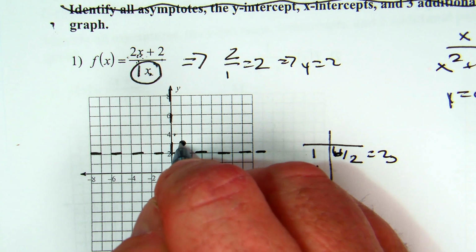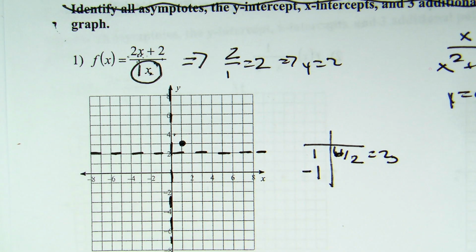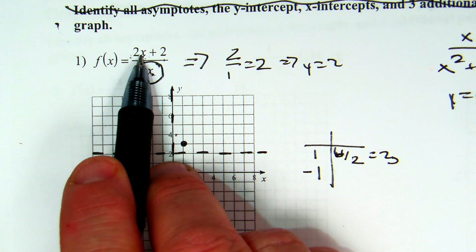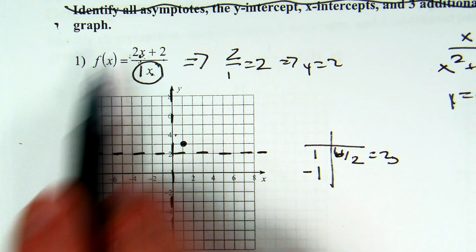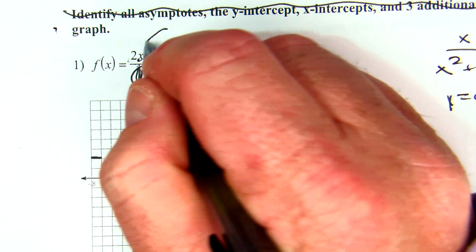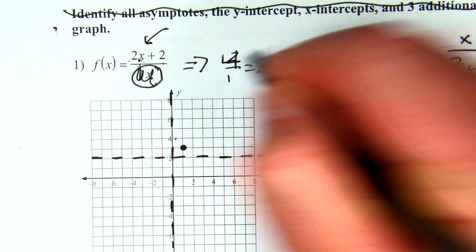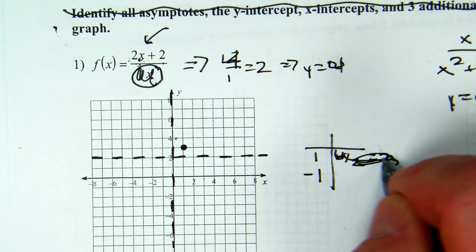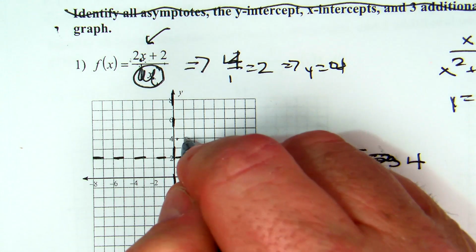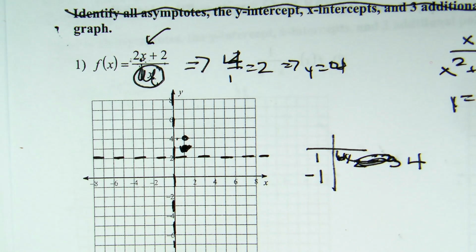What's up, Jeff? I'm plugging 2 in. Up top, 2 times 2 is? No, it's only 1. Oh, why am I plugging in 2? What's 1 times 2? 2. 2 plus 2? 4. 4 divided by 1? 4. We'll get there. So 1, 4 is on my graph. Good now? So how am I going to draw my graph?